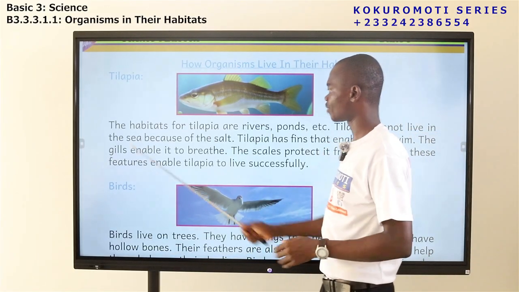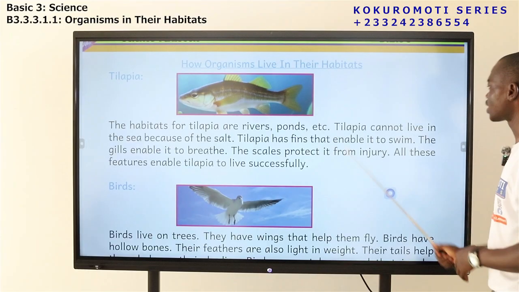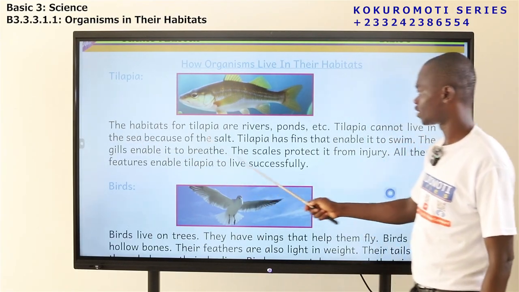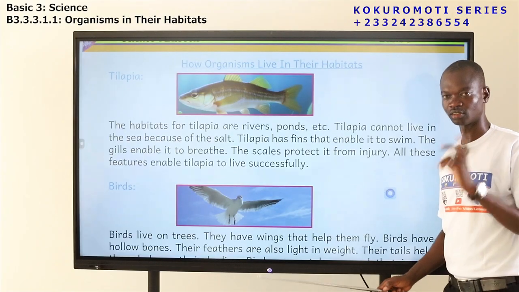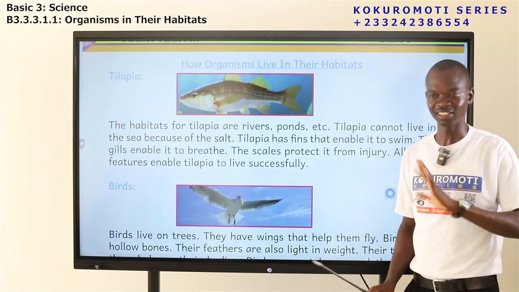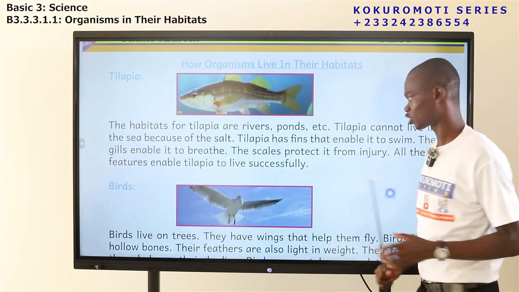Now let's look at something here. The habitats for tilapia are rivers, ponds, etc. The tilapia cannot live in the sea because of the salt. Take notice of this. Tilapia cannot live in the sea. You cannot get tilapia from the sea because of the salt.